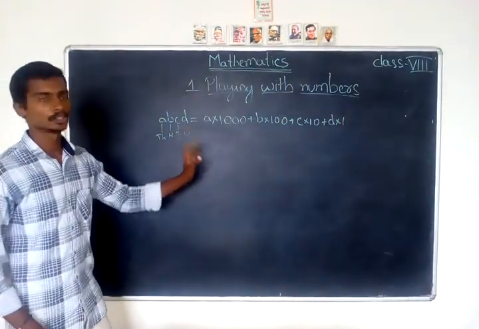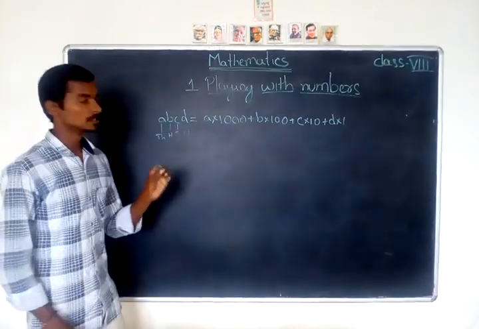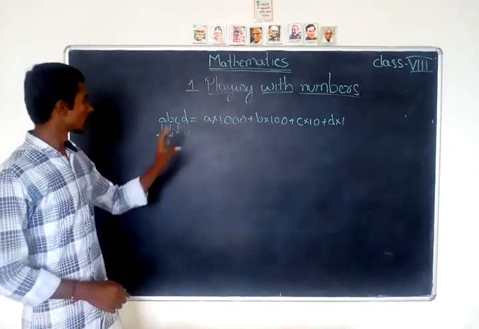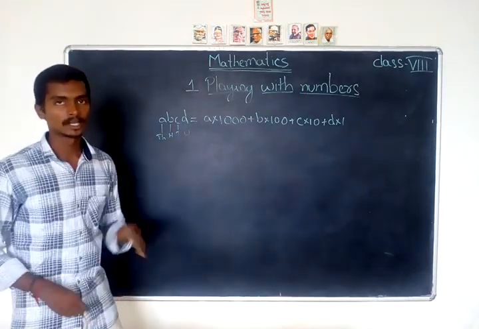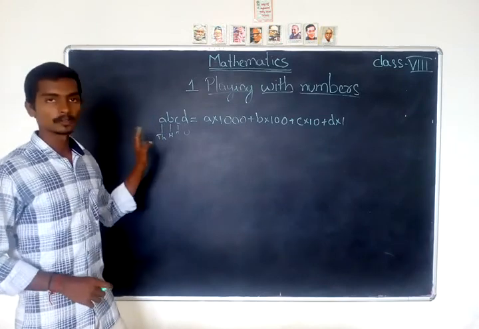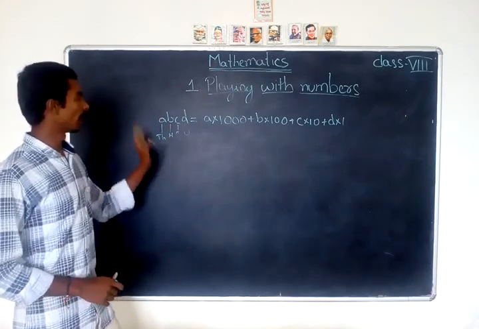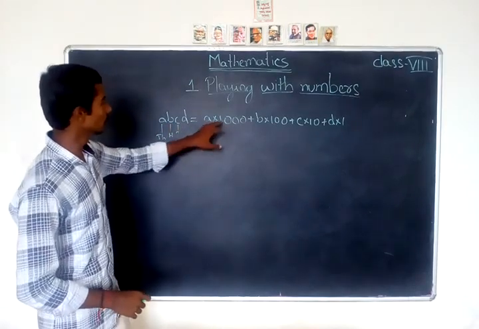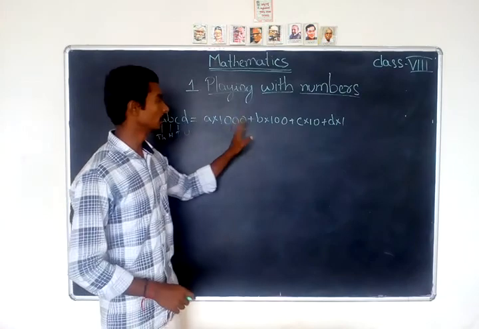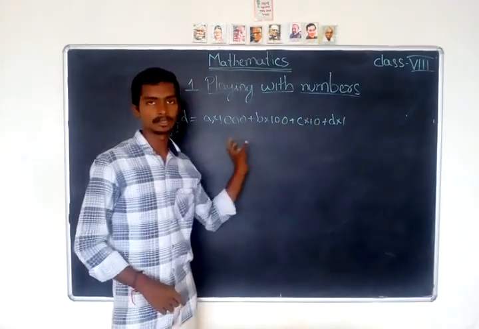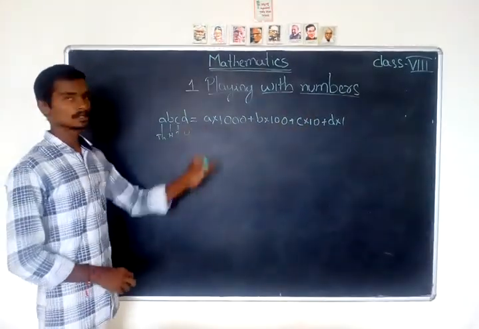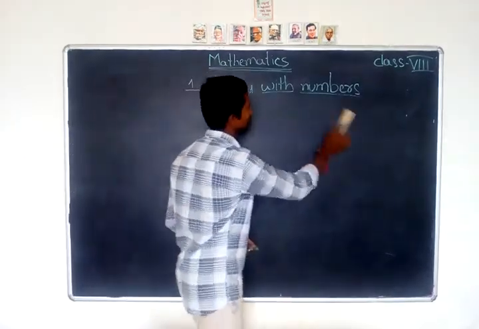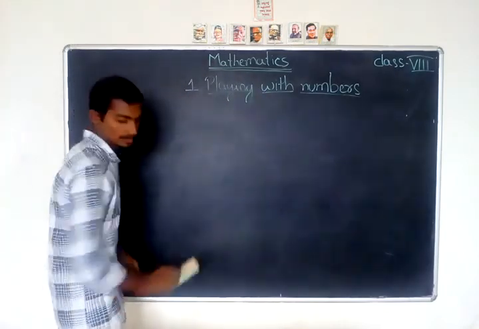So this is the general form. This is how we write the general form of any number. So what is the first step? The first step is to count the number of digits. Next step, find the place value of each digit, and then what we will do? We will multiply the place value with the number, and we will add all the numbers in the same way. So this is the general form. This is all about general form.